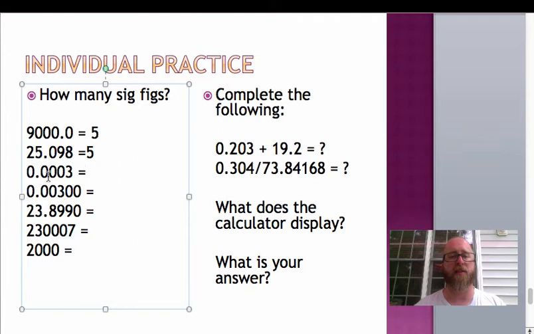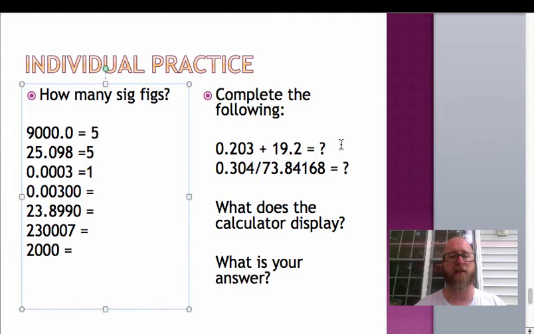Again, let's try one more. We have 0.0003. These zeros, even though they come after the decimal point, since there's not a non-zero digit before any of these zeros, that makes all of these zeros not significant. So the 3 is the only number that's significant. So we have 1 sig fig there. Okay? Now, I'm going to stop here and let you guys practice on the rest of these.